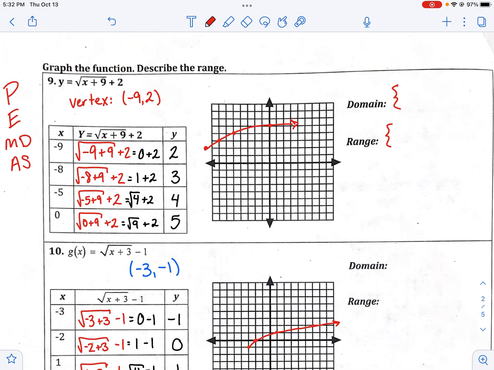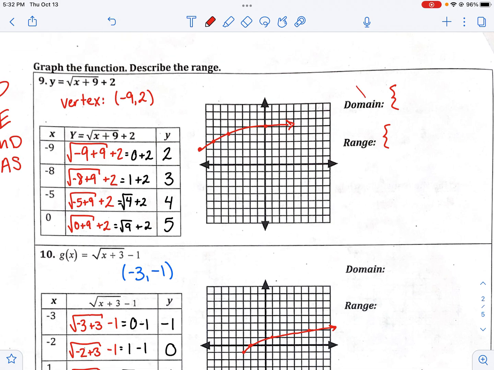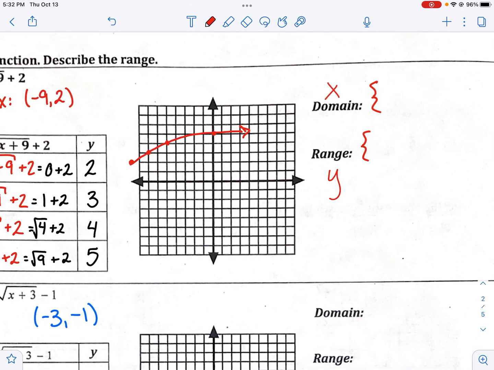And now let's talk about domain and range. So domain is really your x values. It's saying, what x values does my graph cover? Range is just asking what values on my y-axis are covered, rather. So on the x-axis, where do I start? So left and right, where does this graph start?